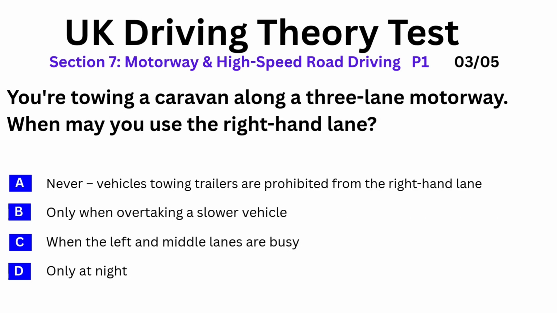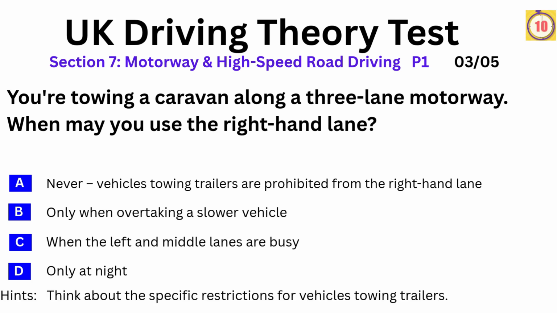You're towing a caravan along a 3-lane motorway. When may you use the right-hand lane? Correct answer is A, never. Vehicles towing trailers are prohibited from the right-hand lane.